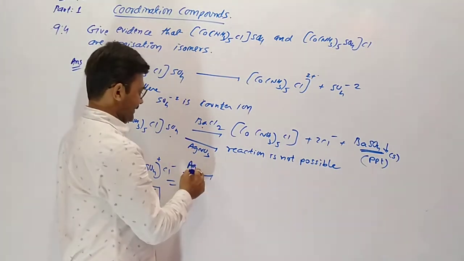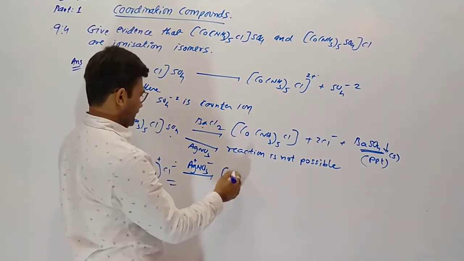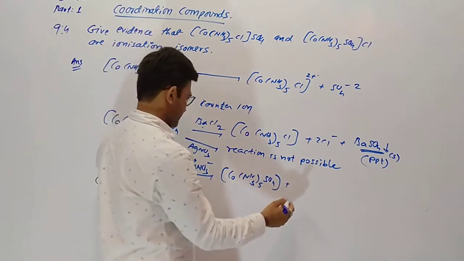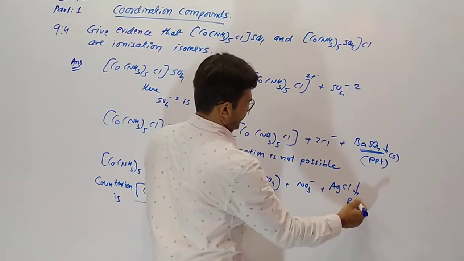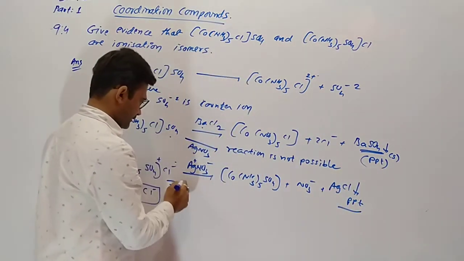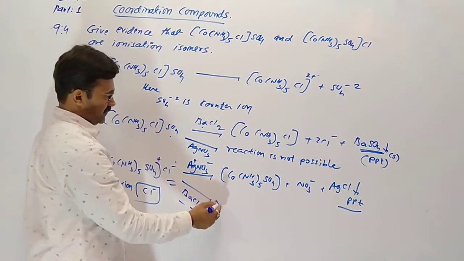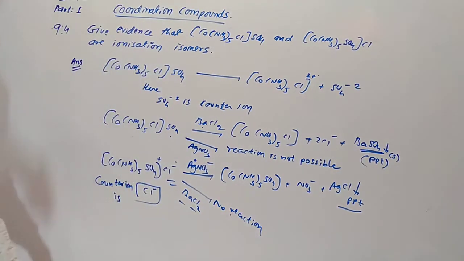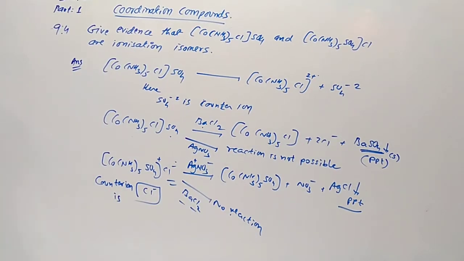So when we add AgNO3 here, Ag combines with Cl and gives a precipitate of AgCl. When we add barium chloride here, no reaction occurs. This is the evidence that both are ionization isomers.